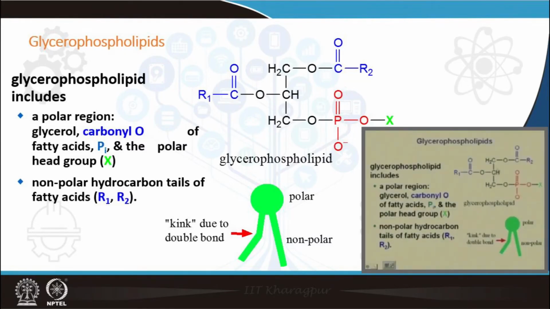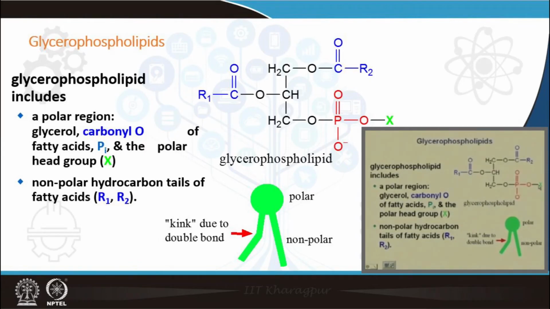We have the overall glycerol. 2 of the OHs have been esterified with long chain fatty acids, which is why I have 2 legs to this polar head group. And the polar head group forms because of the phosphate esterification and an additional polar head group. Okay? So, this is the basic structure of a glycerophospholipid.